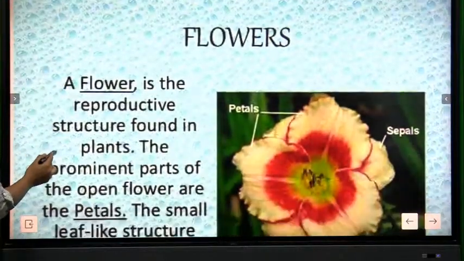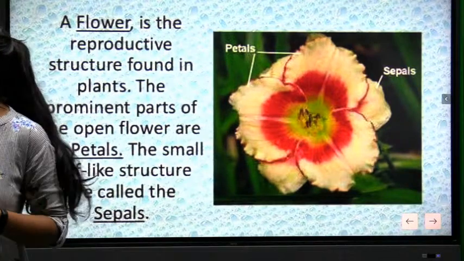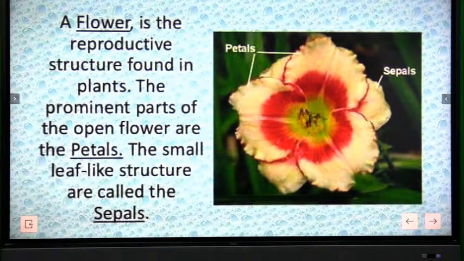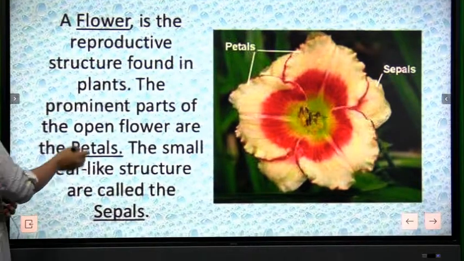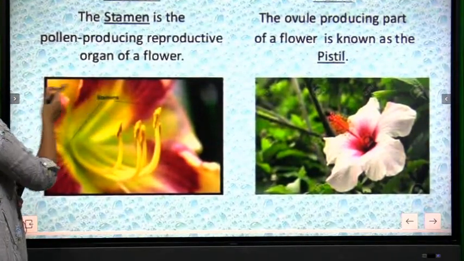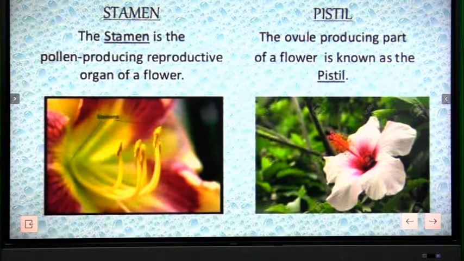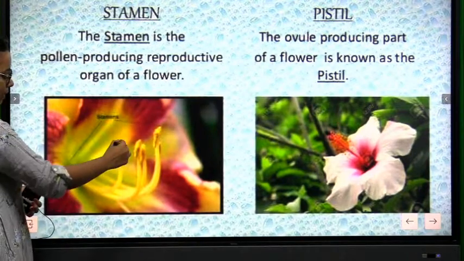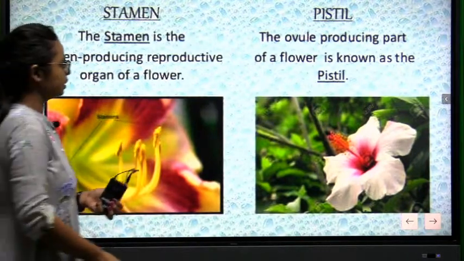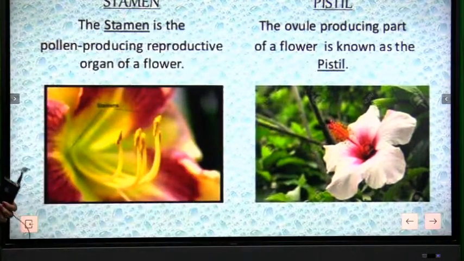Next is flowers. What are flowers? A flower is a reproductive structure found in the plant. This is the most prominent part of the plant. There are two parts on a flower, petals and sepals. After that, the parts I have told you, stamen and pistil. Stamen is the pollen producing reproductive organ of a plant, and pistil is the ovule producing part of a flower.